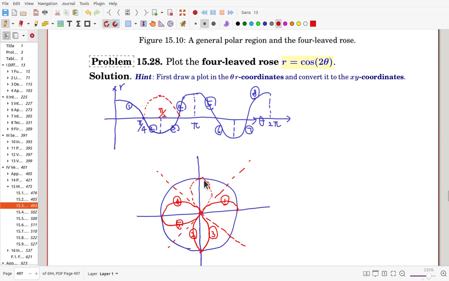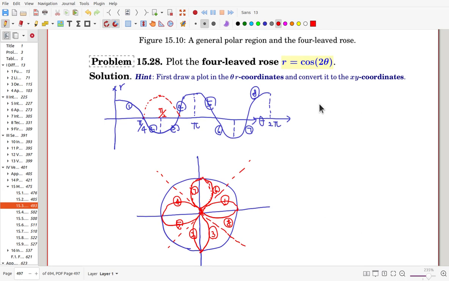And the sixth part will be this one. And that is the seventh part. If you continue this one, then eventually there is the eighth part. Okay, in this way, you can get the four-leaf rose. And for other polar curves, you can do it.